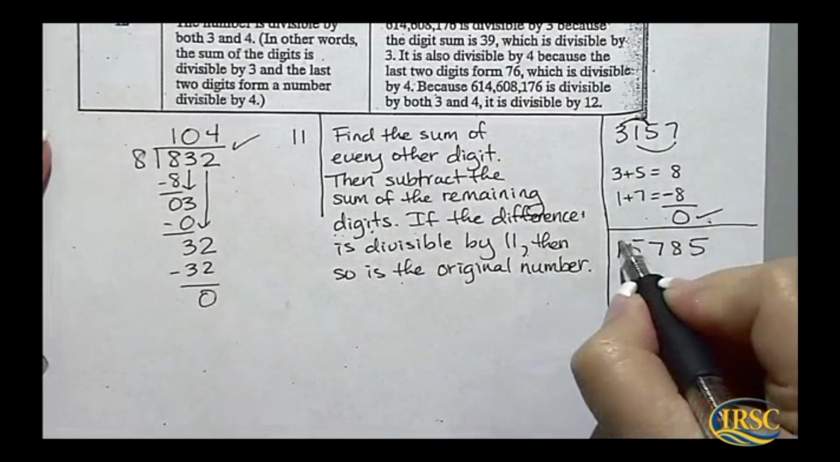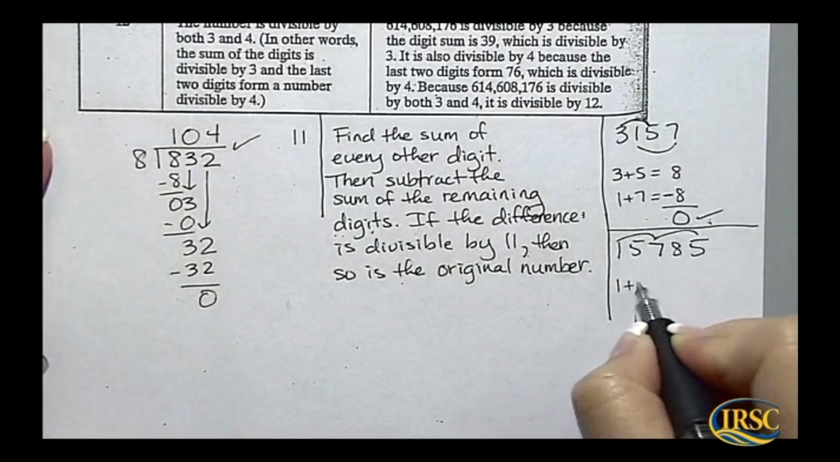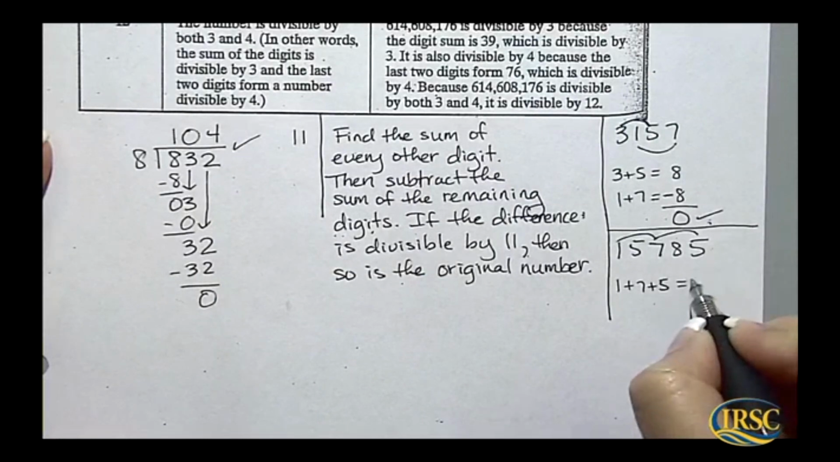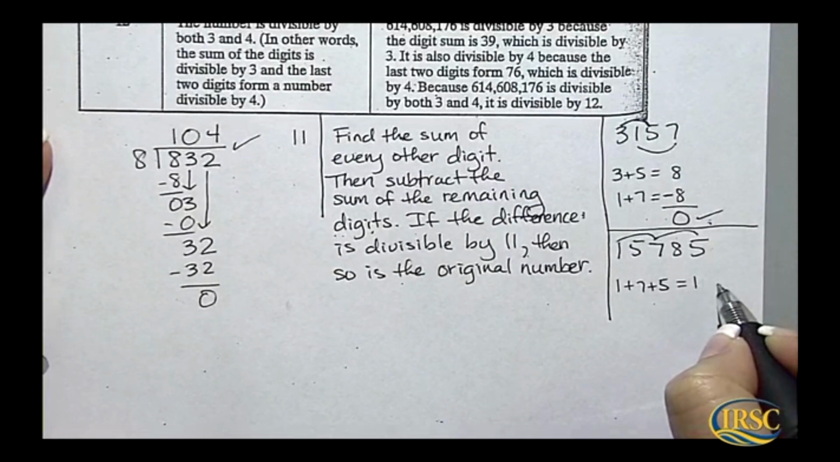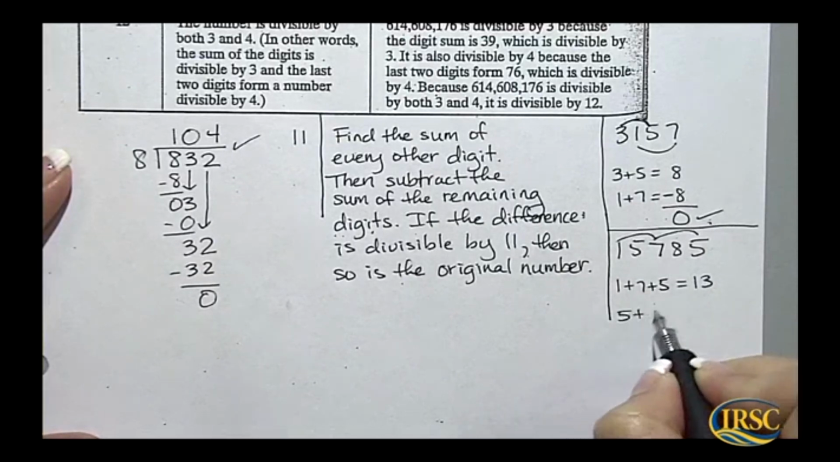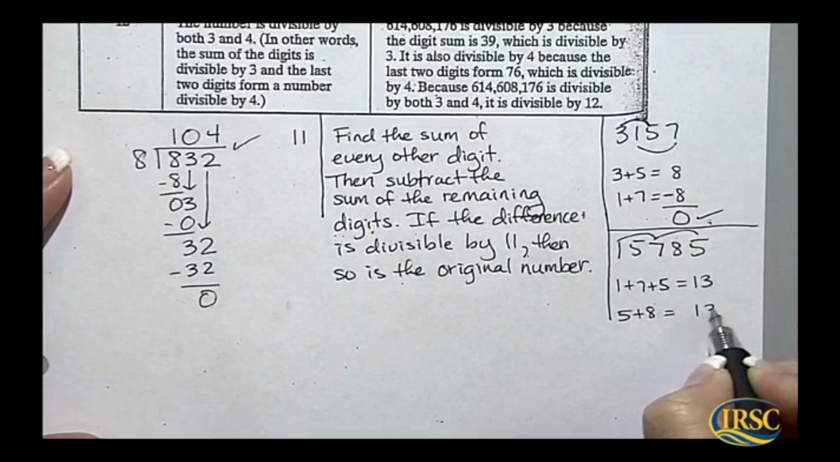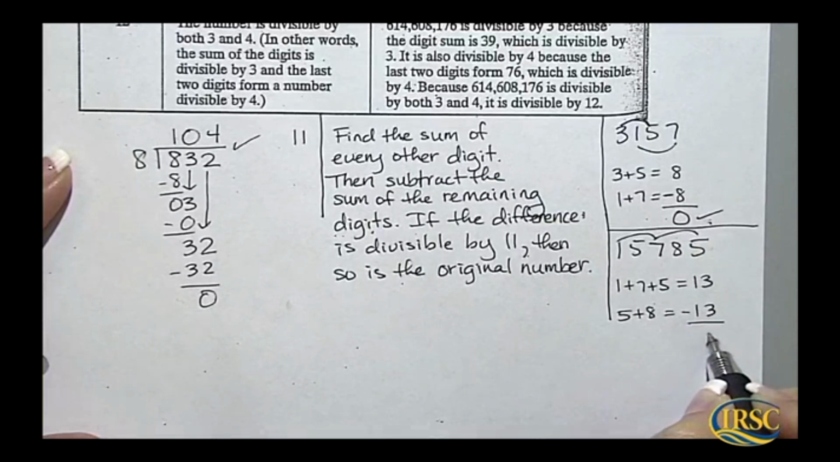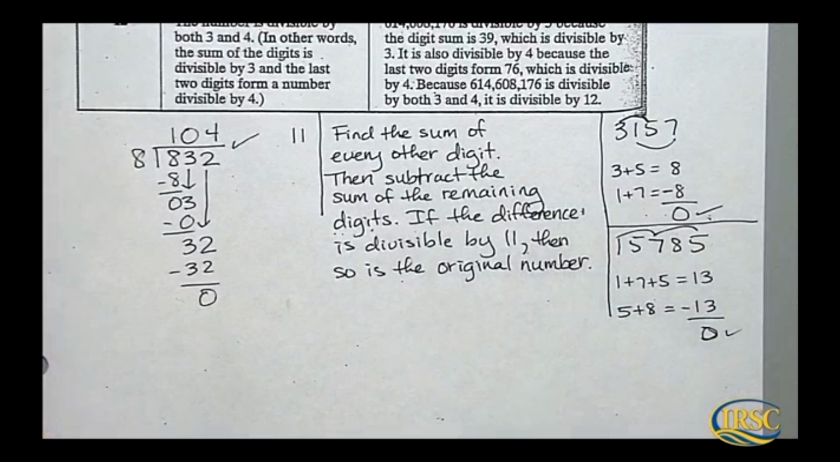Okay, so take the sum of every other digit. So 1 plus 7 plus 5 is 13. And then the remaining digits are 5 plus 8, which is also 13. Subtract, and you get 0. More like 99% of the time, your difference is going to be equal to 0. There could be an occasion where your difference is equal to 11, or something; it's equally seen there. So that's your trick for 11. Any questions there?